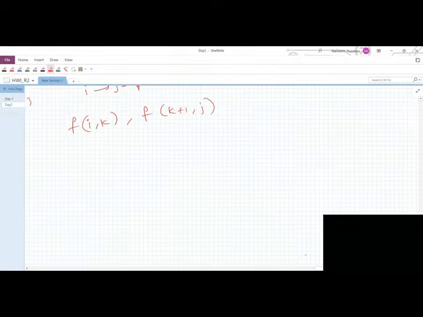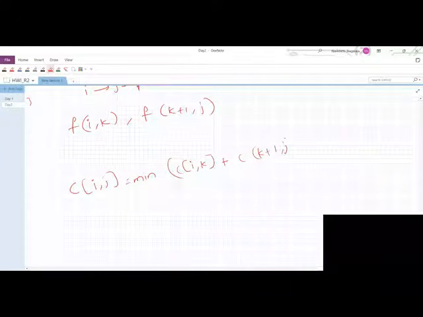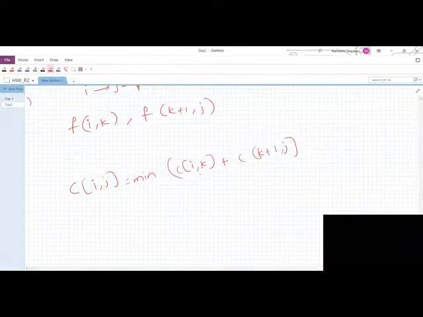Yeah, guys. Here, we'll try to write the formula. When we want to do calculations for i comma j, we will be taking the minimum of calculations from i to k plus calculations from k plus 1 to j. Is this clear? I think till here it will be very clear for you all.